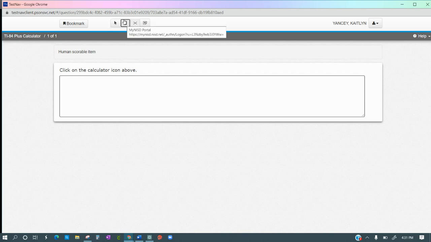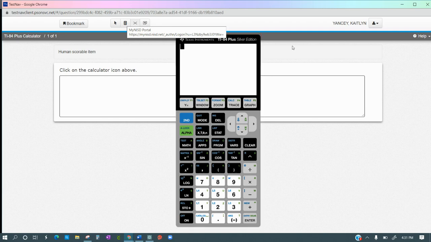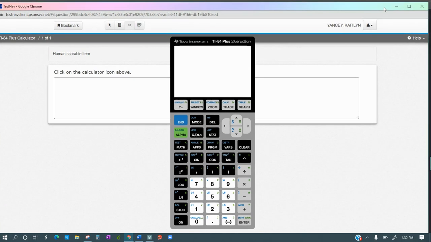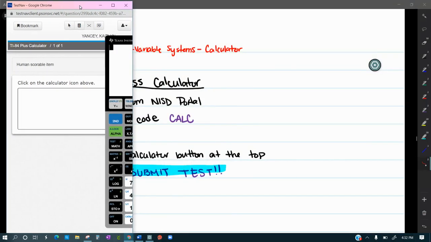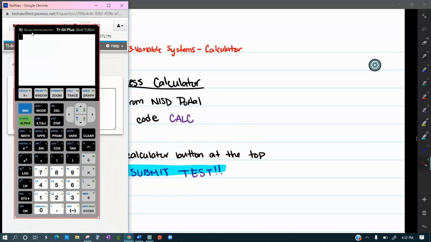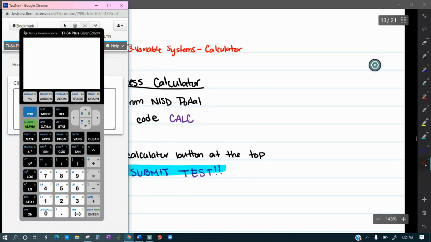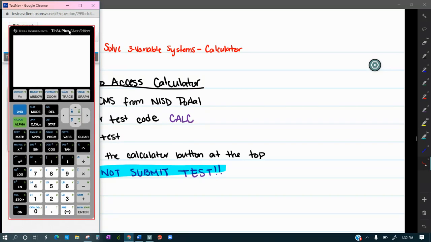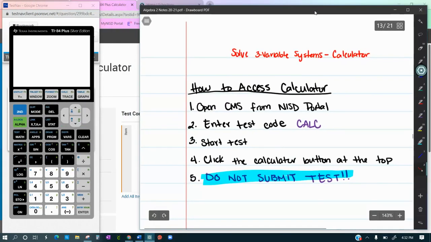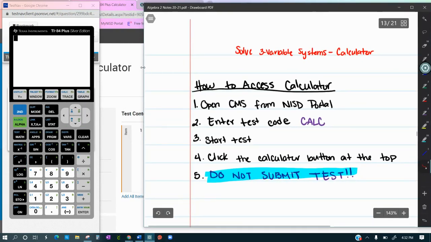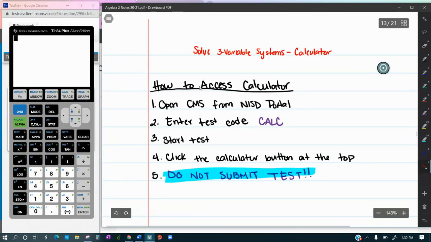So if we click this button, a calculator pops up. Now, if you close this window, you actually close out the calculator. So we can't close the window. What we can do is make sure this is minimized. We can move the window, and we can shrink this down so that we can still see the calculator and our work. So you're going to have to play with the sizing so that we can see everything that we need to see.